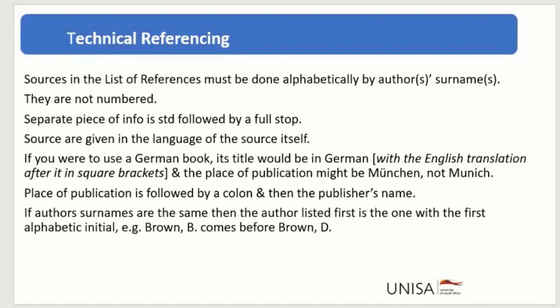Secondary referencing. These are references that are not primary. For example, Morrison 1998, as cited in Prinsloo. So in other words, Prinsloo is the primary reference, but Morrison was cited in Prinsloo. This is generally not acceptable in academic terms. You don't need to cite Morrison, who is cited in Prinsloo, because you can simply go to Prinsloo, to the main or the primary source.